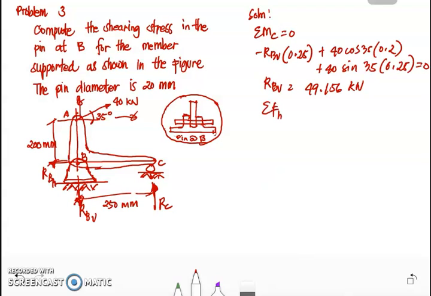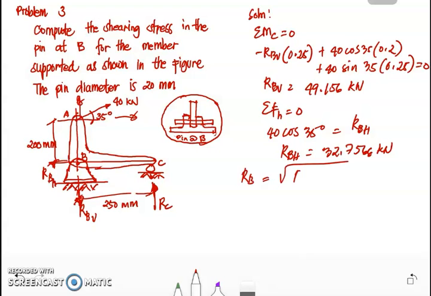Now for the horizontal component of the reaction at point B, the summation of horizontal forces is equal to 0. We have a horizontal component of the 40 kilonewton force, so you have 40 cosine 35 degrees equal to RBH. This RBH is equal to 32.7566 kilonewtons. Therefore, RB is equal to the square root of RBV squared plus RBH squared, and if we substitute the values, this gives us 59.076 kilonewtons. So this is the shear force at point B.